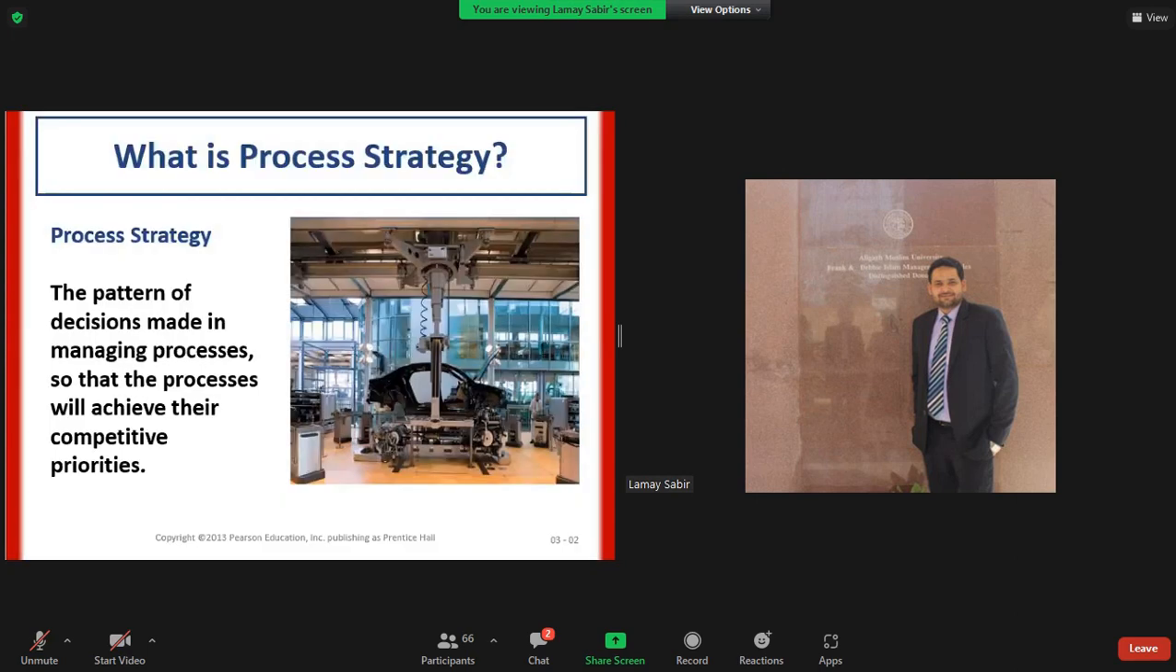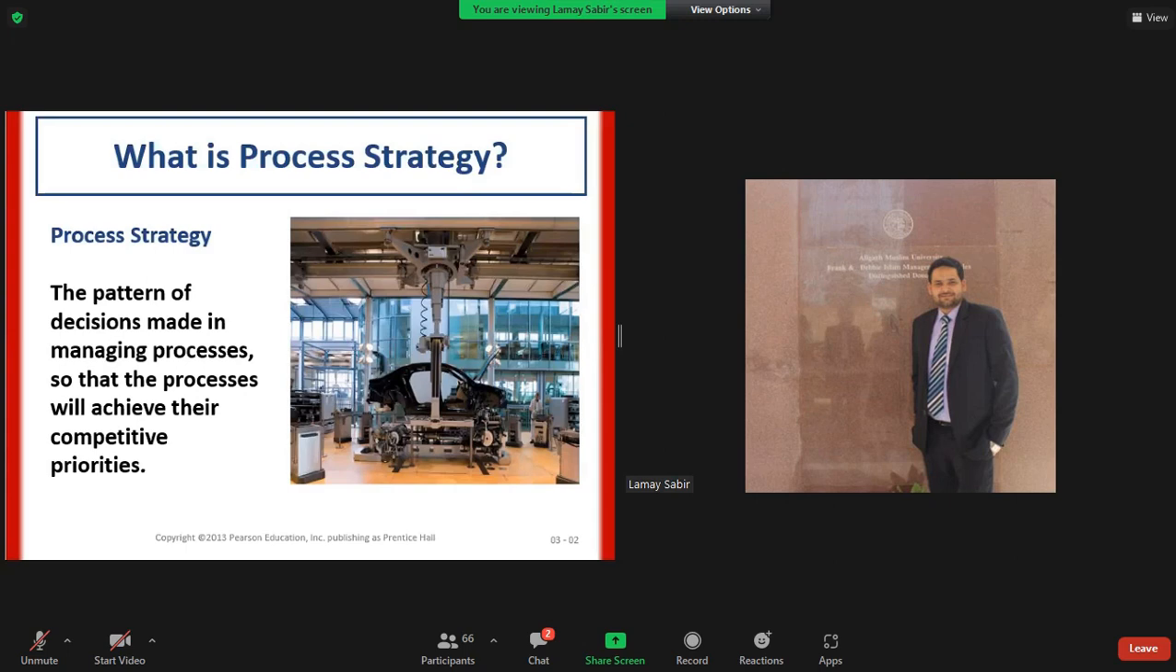A process is nothing but a pattern of decisions made in managing processes so that the processes will achieve the completed priorities. How a work can be done, how a job should be performed. For example, if you are in a manufacturing organization or a service industry, how that particular job needs to be done.